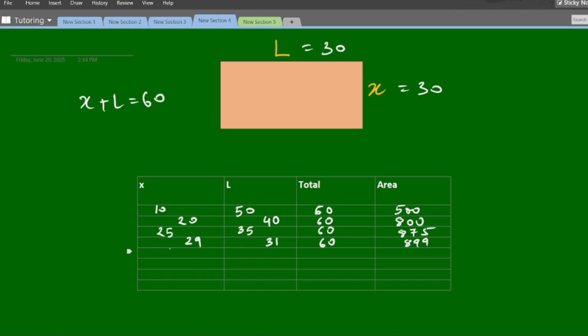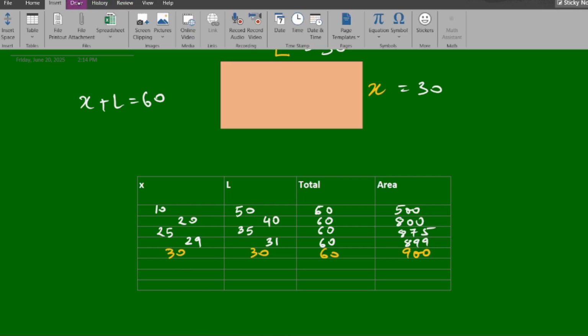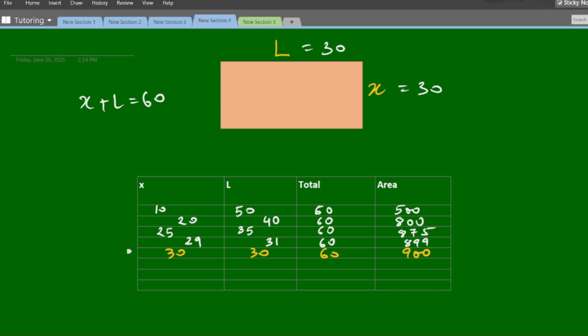Now we all know that at 30 comma 30, the area is maximum, and this is 900, right? Now, if you decrease it, that would be just the exchange of values. What I mean by that is, if you make x 35 or 40 or 50, let me write in a sequence, 35, 40, 50. Here L will be, when x is 35, L will be 25.